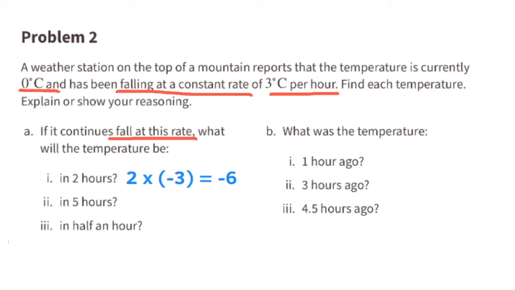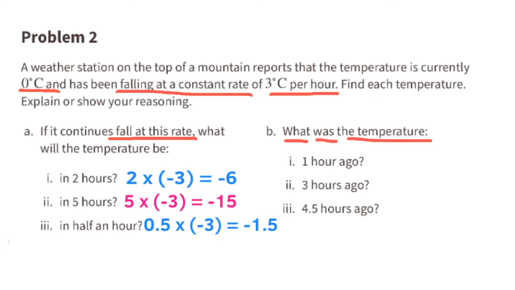What would the temperature be in 5 hours? 5 times negative 3 is negative 15. So 0 degrees minus 15 degrees would be negative 15 degrees Celsius. What would the temperature be in a half an hour? A half an hour, or 0.5 times negative 3 equals negative 1.5. After a half an hour, the temperature would be negative 1.5 degrees Celsius.